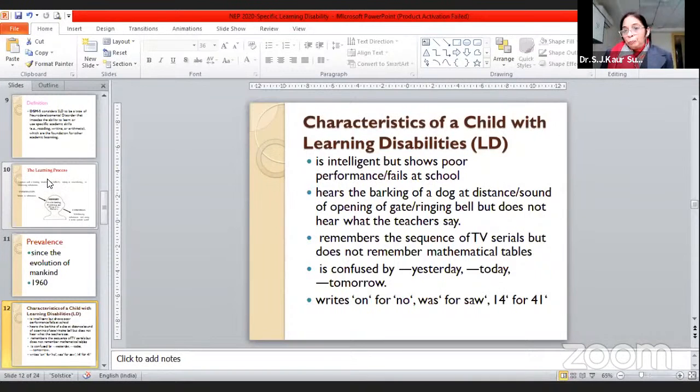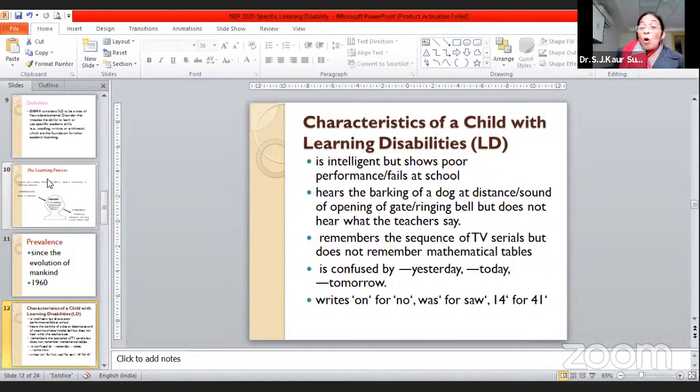They are always confused with yesterday, today, tomorrow. You ask a class 3 or class 4 child, beta, what is today? He may answer Saturday. What was yesterday? Friday. What will be tomorrow? The answer would be Tuesday, Wednesday, anything. And after some time, if you ask again, the answer will be changed. So they are always confused with time, with the days.